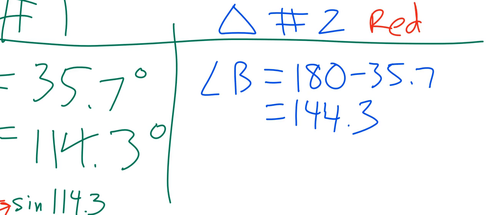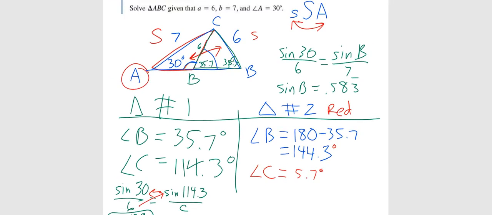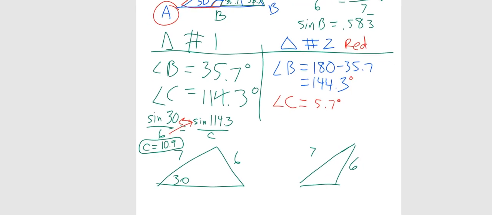All right, now angle C. If we know that angle A is 30 and we know that angle B is 144.3, what the heck's angle C? Yeah, what is it? 5.7 degrees. It's skinny. It is skinnier than I drew it. This is a completely different triangle, folks. It's the reddish looking one up there. Or if you want to see that, the green one down at the bottom.